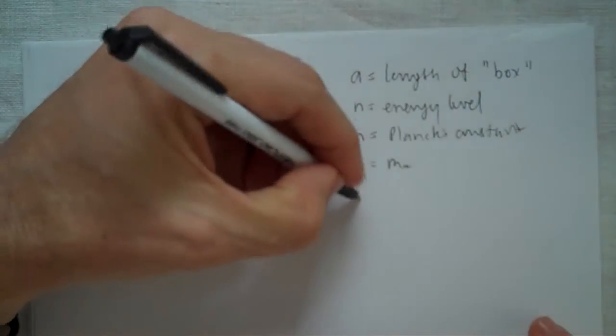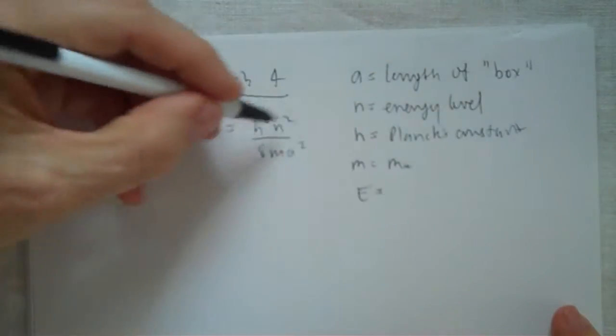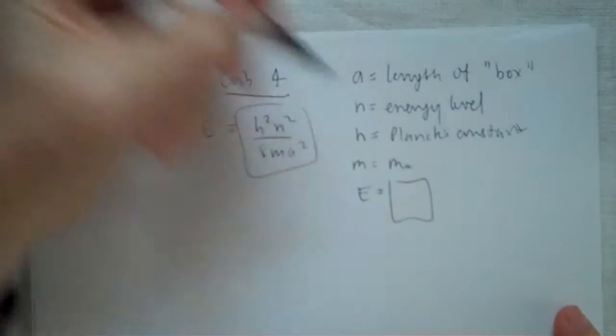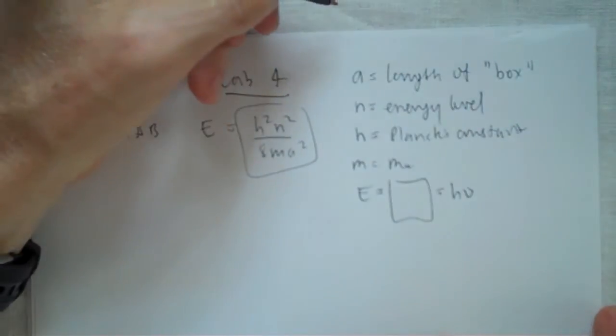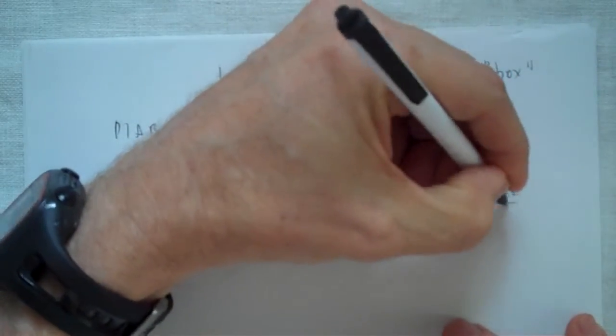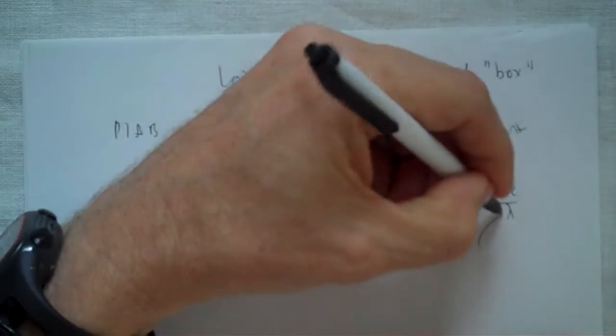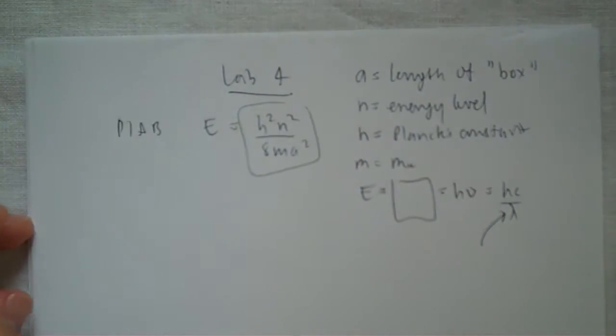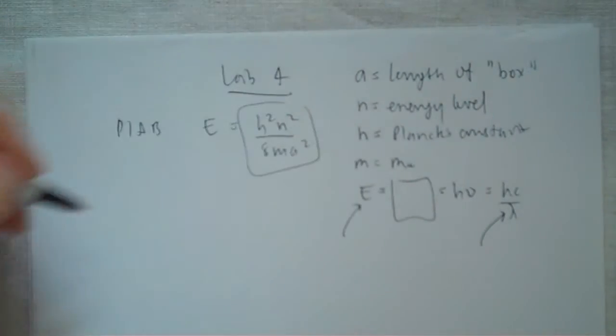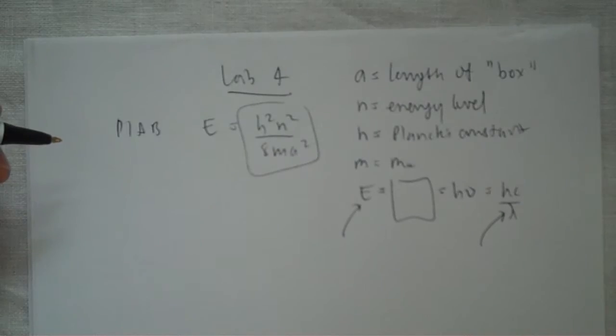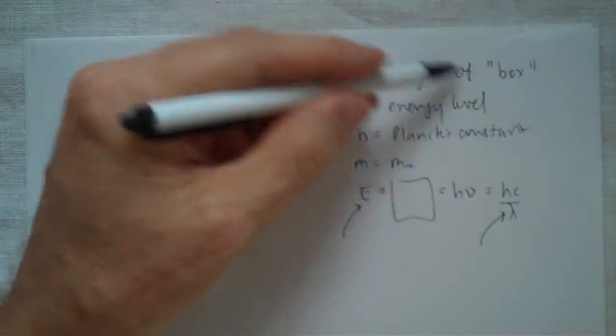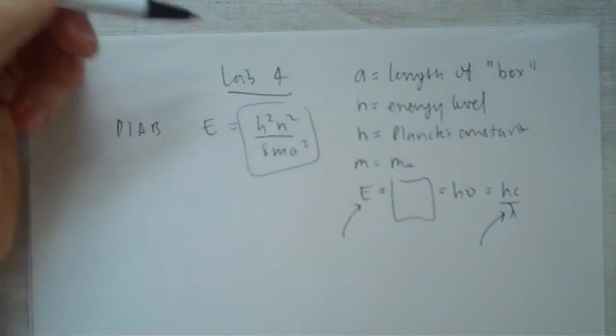So we're going to find that we get an energy which is equal to box, okay? But it's also equal to h nu, which is equal to hc over lambda. So we're going to get a bunch of lambda in this experiment, and we're going to liken it to the energy, and we're going to see how well it plays out into all of this.